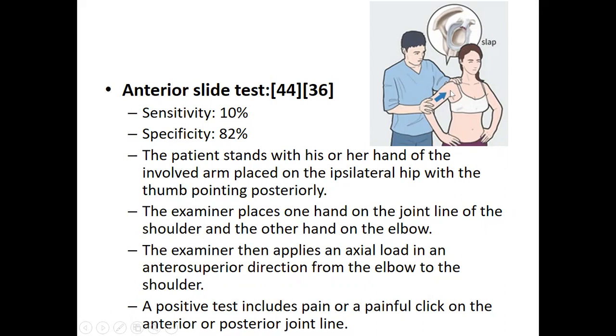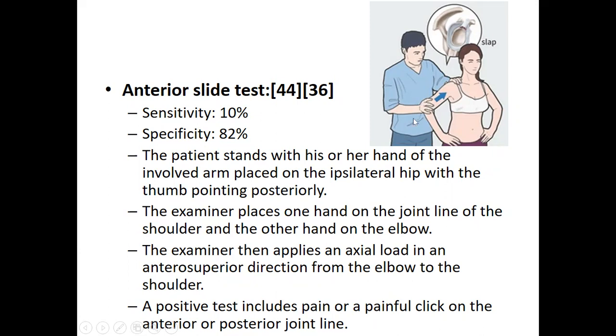So this is the starting position of the patient in standing position, in which the patient's hand will be placed on the ipsilateral hip. The examiner then places one hand on the joint line of the shoulder and the other hand on the elbow. That would be the therapist position.